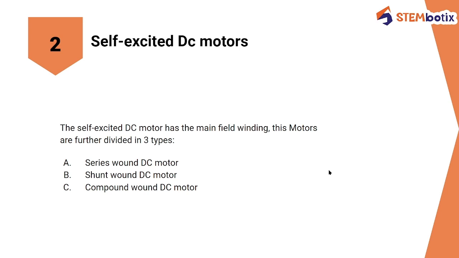Now, the second type is self-excited DC motors. These are the DC motors which are self-excited or have a single circuit. The self-excited DC motors have the main field winding. These motors are further divided into three types. The first is the series wound DC motor, B is the shunt wound DC motor, and C is the compound wound DC motor.